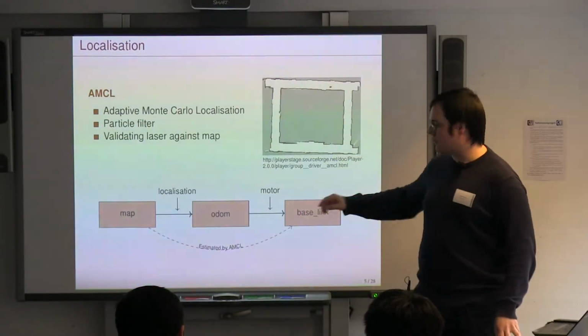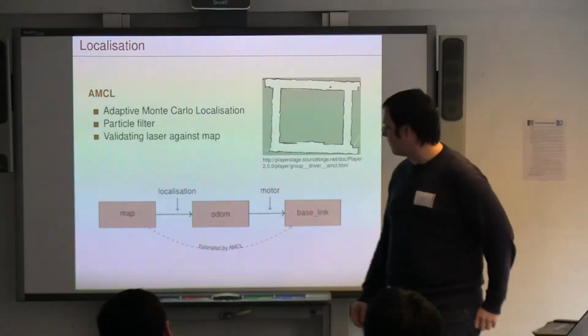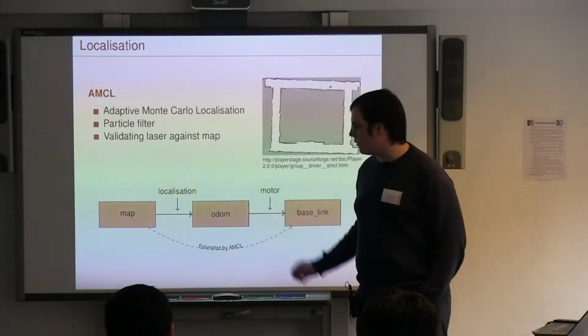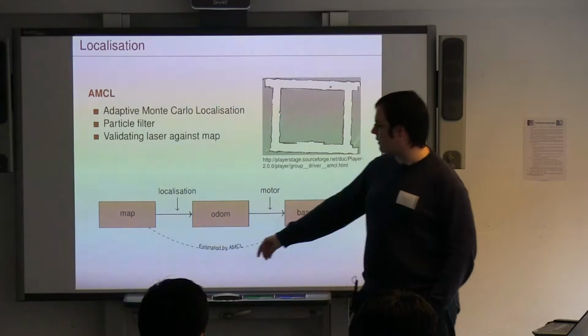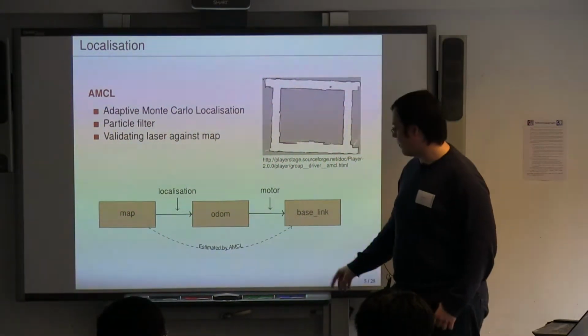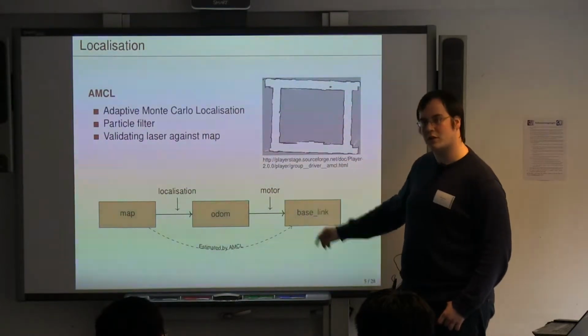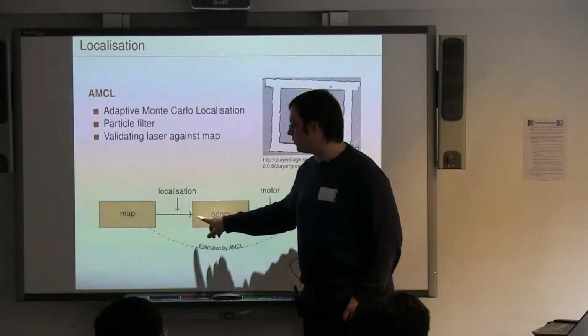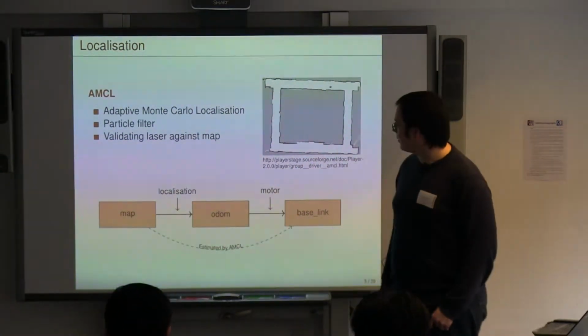And to go back to our previous figure, where we had these 3 frames, what we're doing here is, the localization estimates the map against the robot position, but what's actually published is just a map to the odometry.